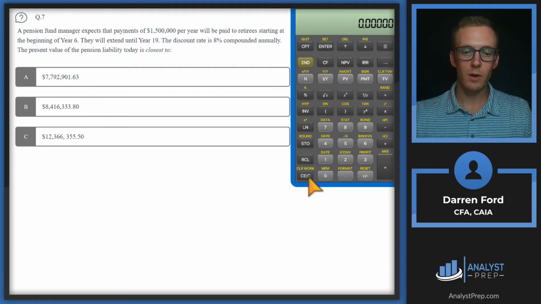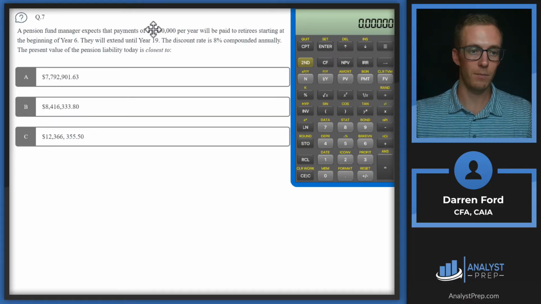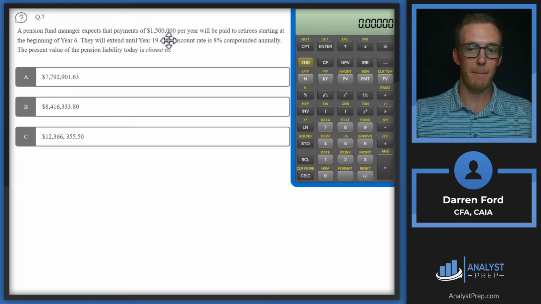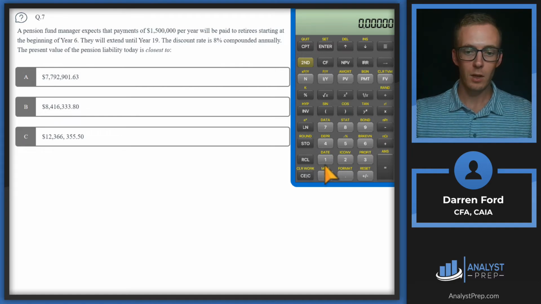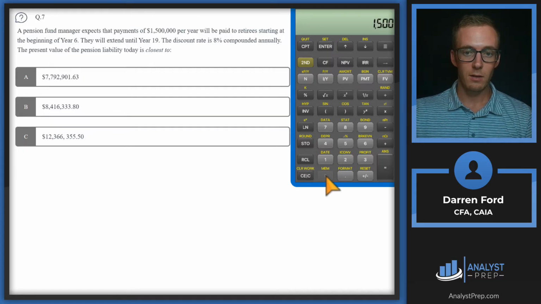All right, so for this one, this is a little tricky, so it's going to be a 2-part time value of money calculation. Part 1 is going to be taking these $1.5 million a year cash flows from year 6 until year 19, and we're going to discount those back to the beginning of year 6. And then from there, we're going to take our answer and then we will discount that back to the present value today to get the present value of the liability today. So let's walk through doing that on the calculator here. So we've got 1.5 million is going to be our payment.